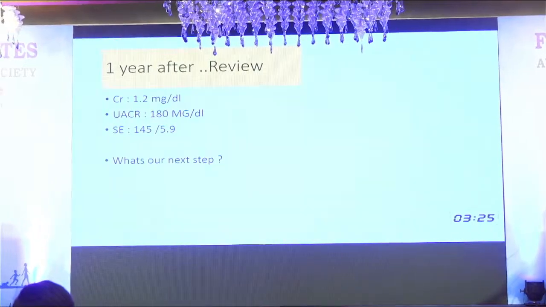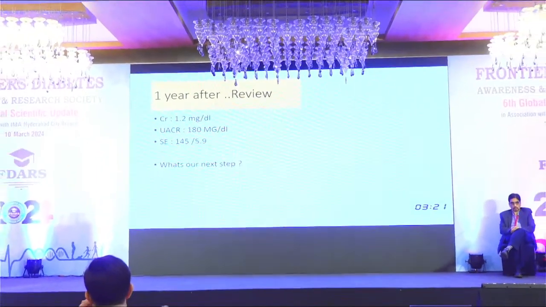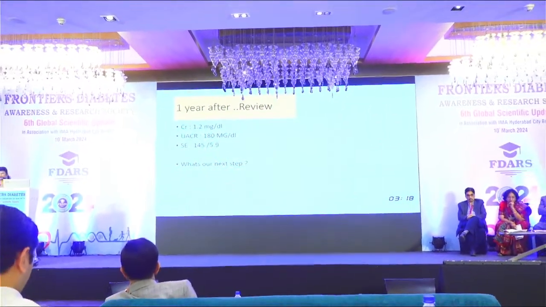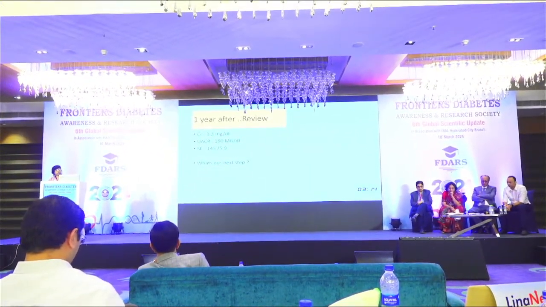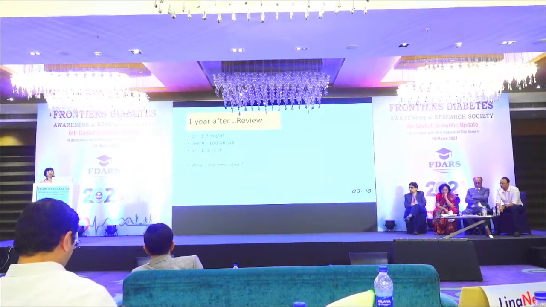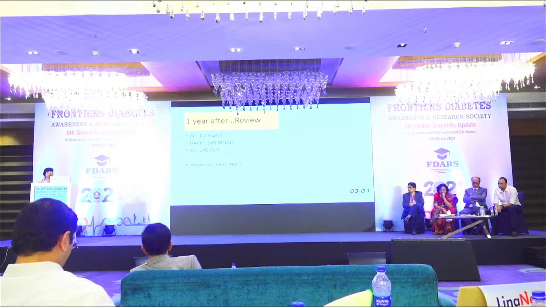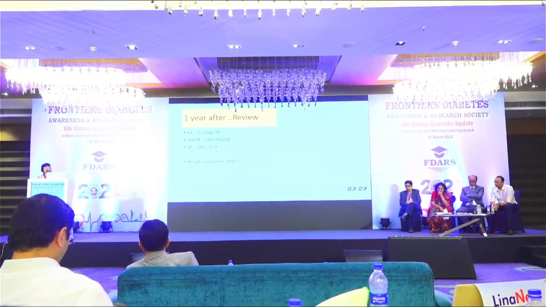One year after this, he comes for a review. Now his creatinine is around 1.2 milligram per deciliter. His albumin-creatinine ratio, albuminuria, is about 180 milligram. But the serum electrolytes, if you look at it, are slightly elevated. The potassium has come up to 5.9. What am I supposed to do? Should I continue Finerenone? Should I stop Finerenone? Or should I decrease the dose of Finerenone? What am I supposed to do?